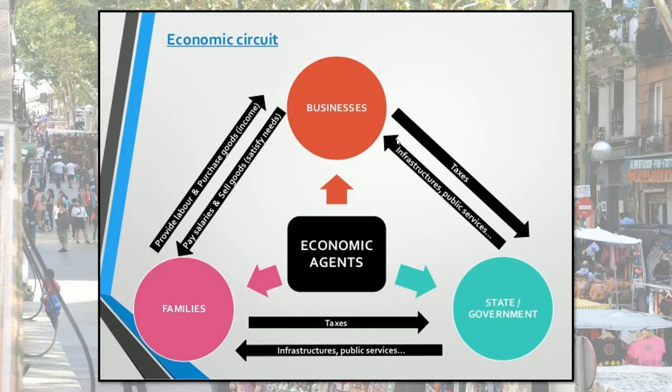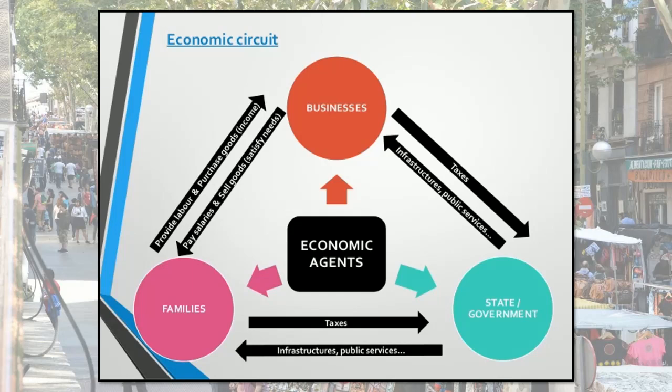If one of these arrows fails, for example, if the companies don't pay taxes, or if the companies don't pay the salaries to the families, the economic circuit doesn't work, and the economy goes down.